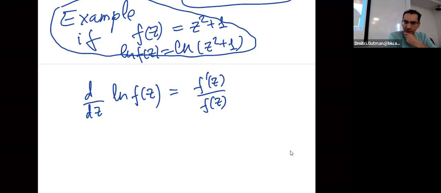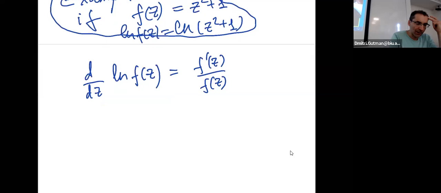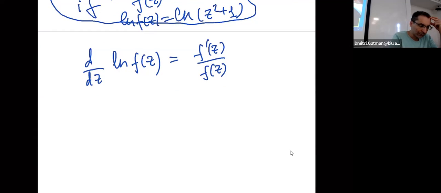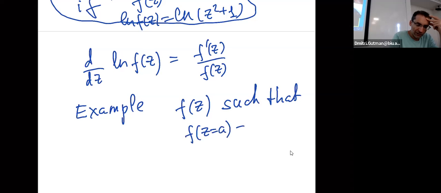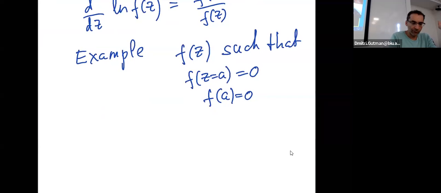Okay, cool. So let us now think about some simple function f. Just as an example, let us think about a function f of z such that f of z equal a is 0. So this function vanishes at the point a. In other words, f of a is 0. An example of such a function f of z is z minus a.